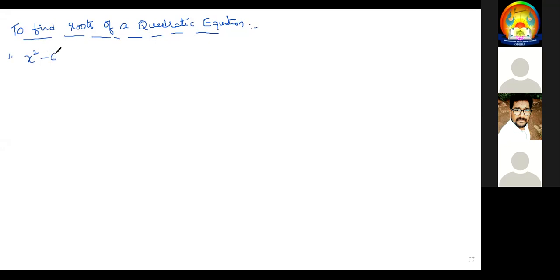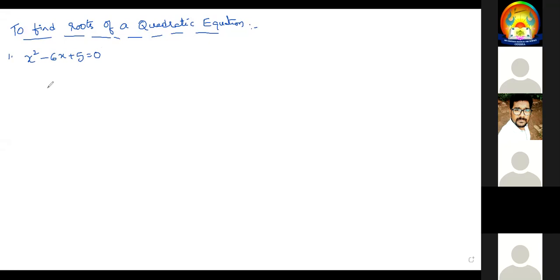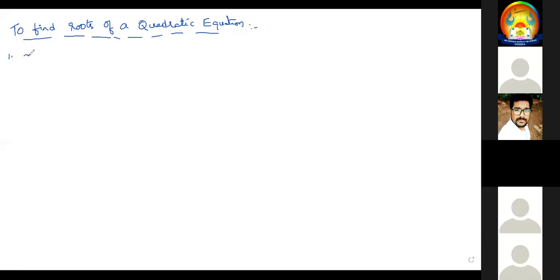Suppose the equation is x square minus 6x plus 5 equal to 0. They will simply give: solve x square minus 6x plus 5 equal to 0. That means we have to calculate the roots of this particular quadratic equation. So now we are talking about method 1.